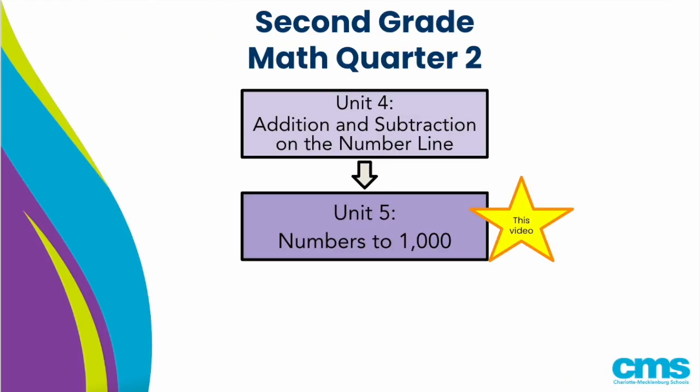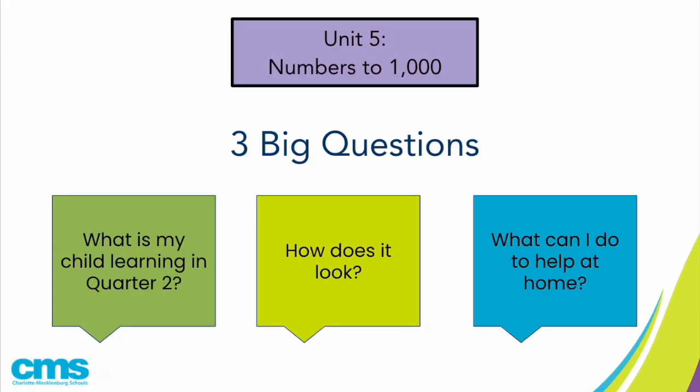We're going to focus on Unit 5, which is thinking about numbers to 1,000. This work starts in quarter 2 for 2nd graders and it wraps up in quarter 3. By the end of this video, I hope that you have answers to these 3 questions. What is your child learning in this quarter as it relates to numbers to 1,000? What does that look like, and what can you do at home to help?